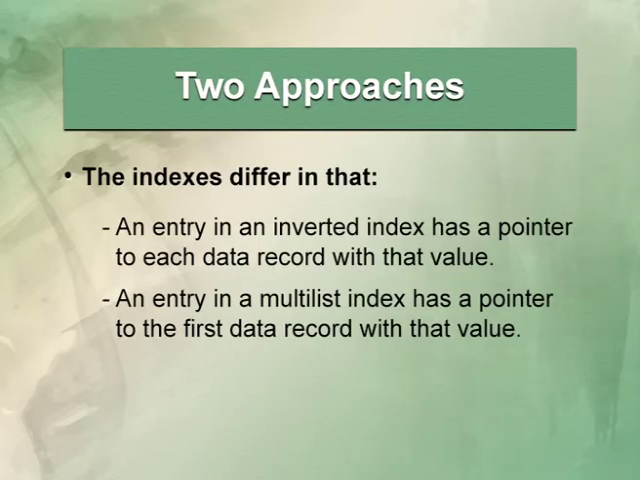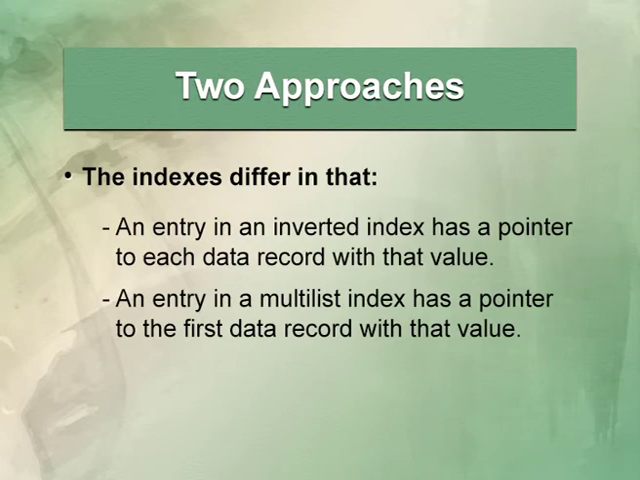An entry in an inverted index, which is the first approach, has a pointer to each data record with that value. So, each and every record will have a pointer, but the multi-list index has a pointer to the first data record with that value. So there the entries are more in the inverted index approach, where each and every value will have a pointer. However, in the multi-list index, it will have one pointer to the first record and the others follow. That is the difference between the inverted index and the multi-list index.